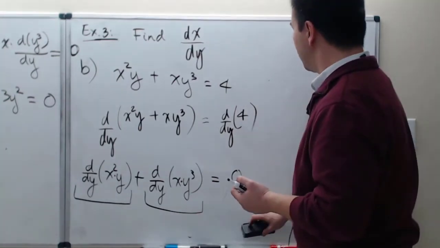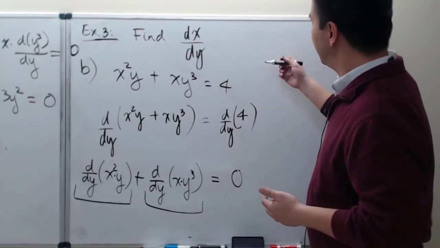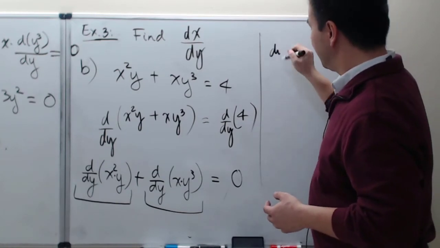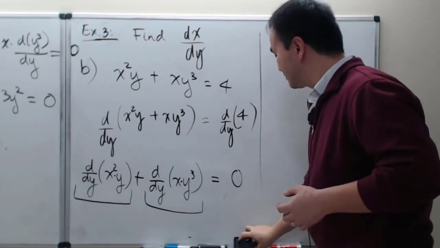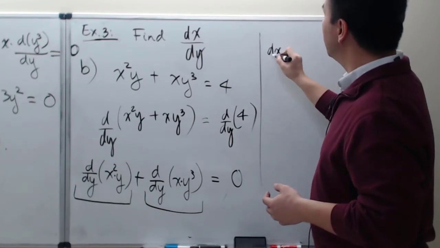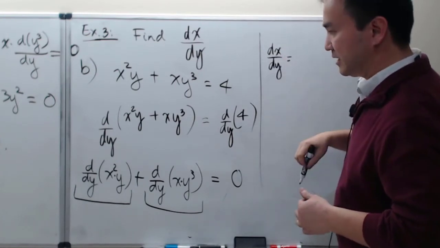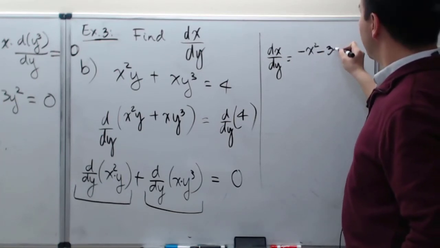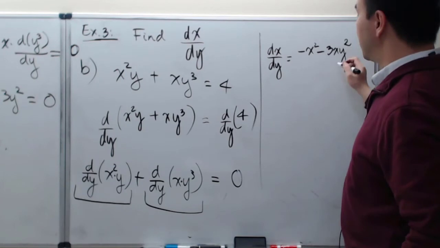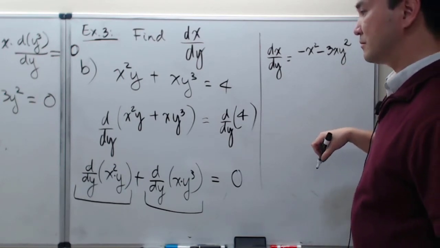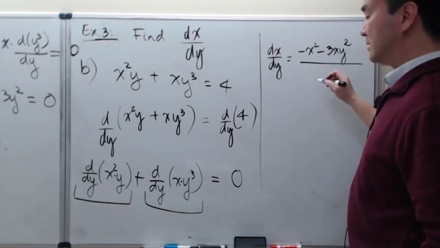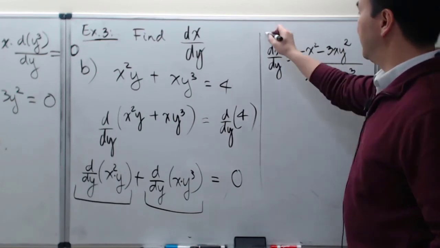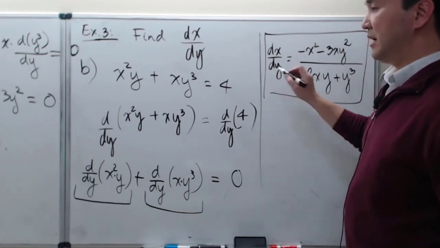All right, so the final answer for this problem is here. We found dx/dy for this problem. dx/dy here is going to be minus x squared minus 3xy squared, all over 2xy plus y cubed, and that's our final answer.